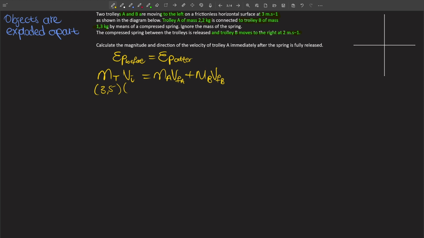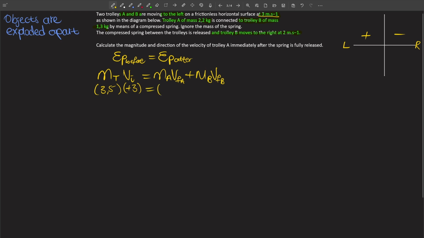The direction, they are saying they were moving to the left. Okay, let's take our left. Here we'll have left and here we'll have right. Let's take our left as positive and our right as negative. So we will have plus 3 meters per second. This 3 meters per second.